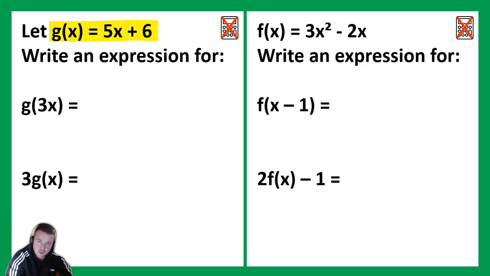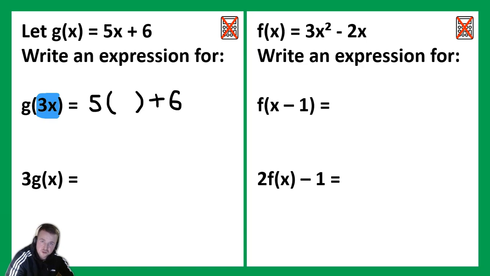They want us to evaluate by writing an expression for g of 3x. This time, I don't have a numerical value that I'm substituting for x. I have another algebraic expression. So I'm still going to substitute and replace for x, but I'll be replacing it with 3x. And then I need to simplify my expression. 5 lots of 3x is 15x, and then adding 6. This can't be simplified any further, meaning that my final answer is 15x plus 6.